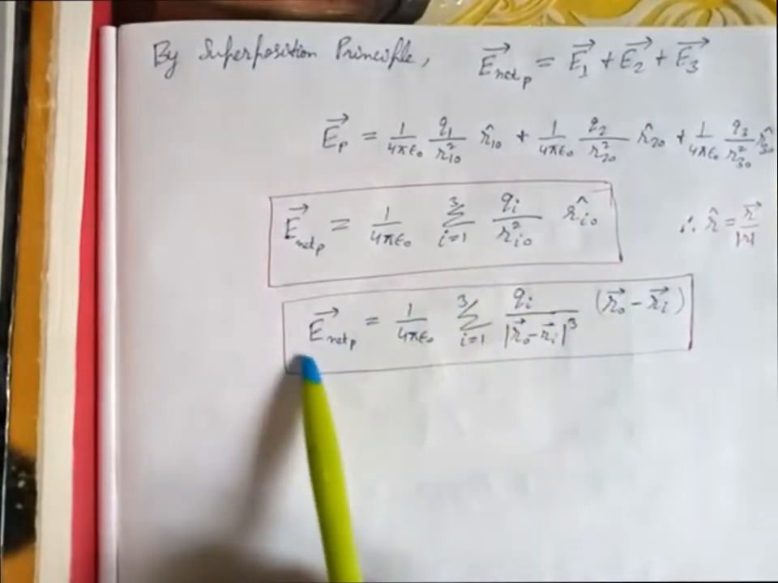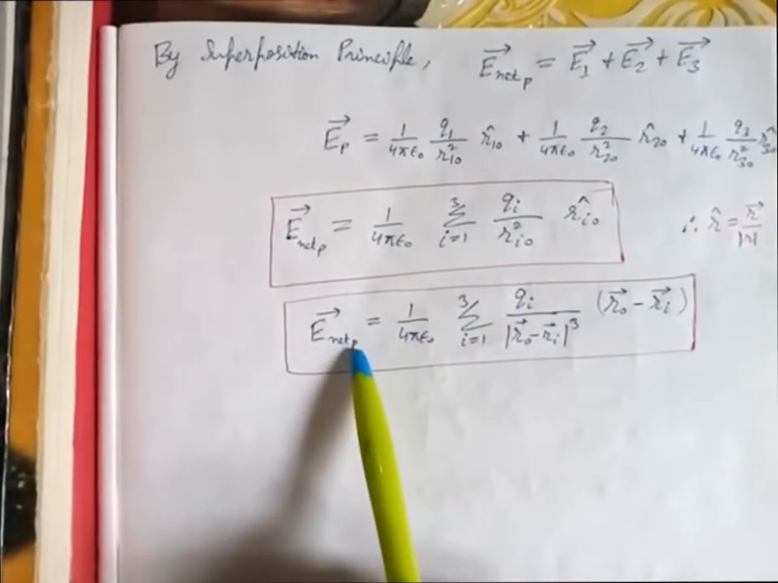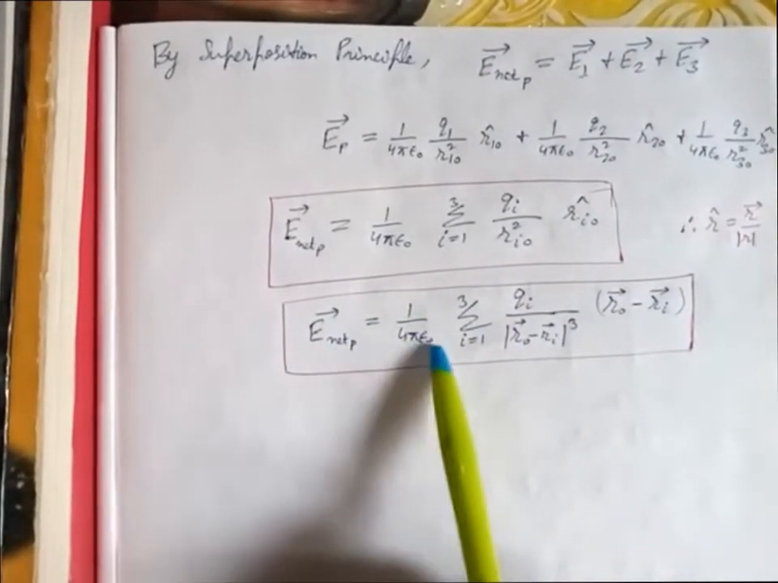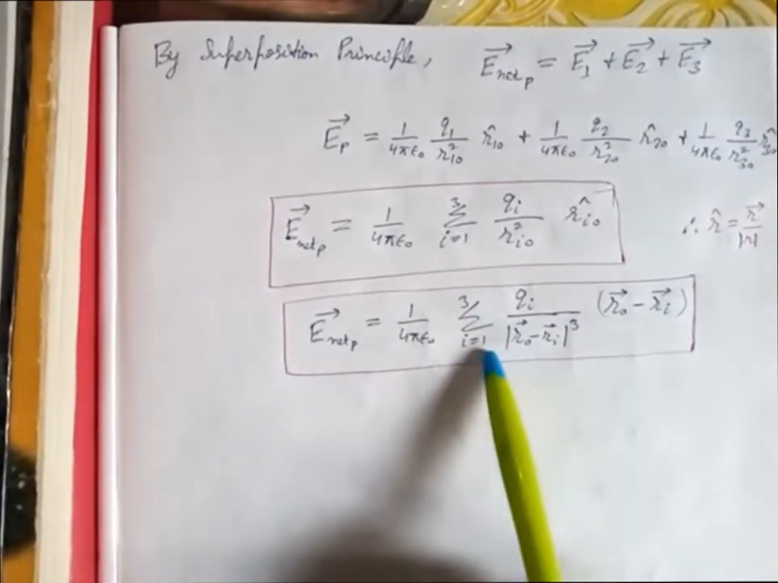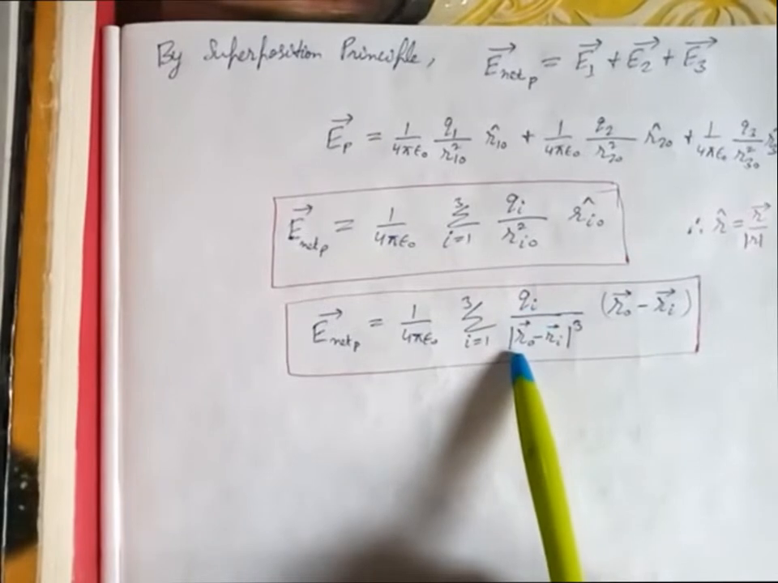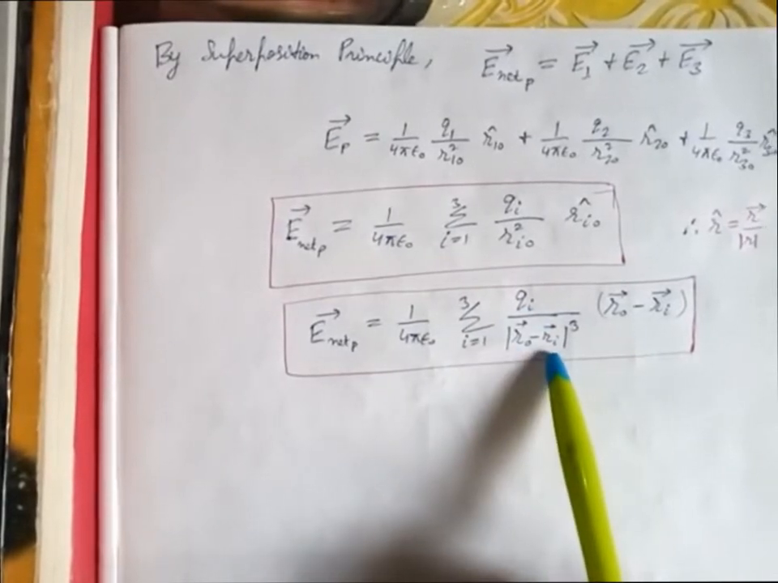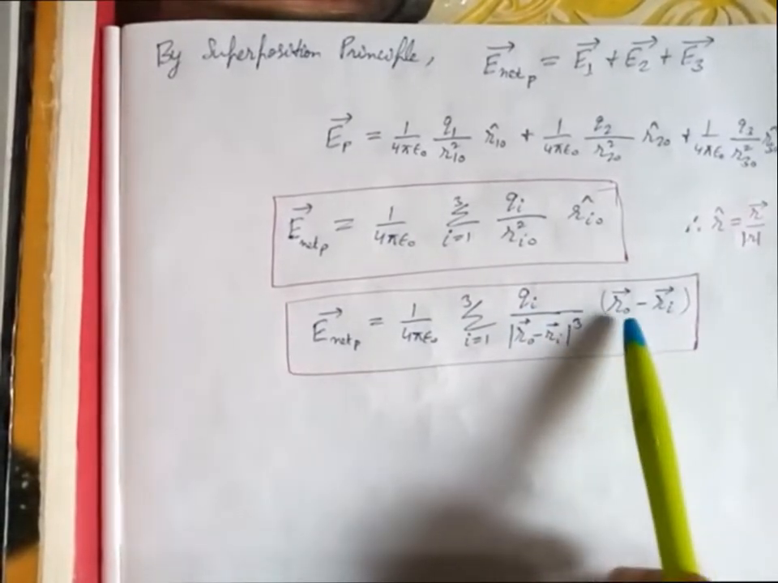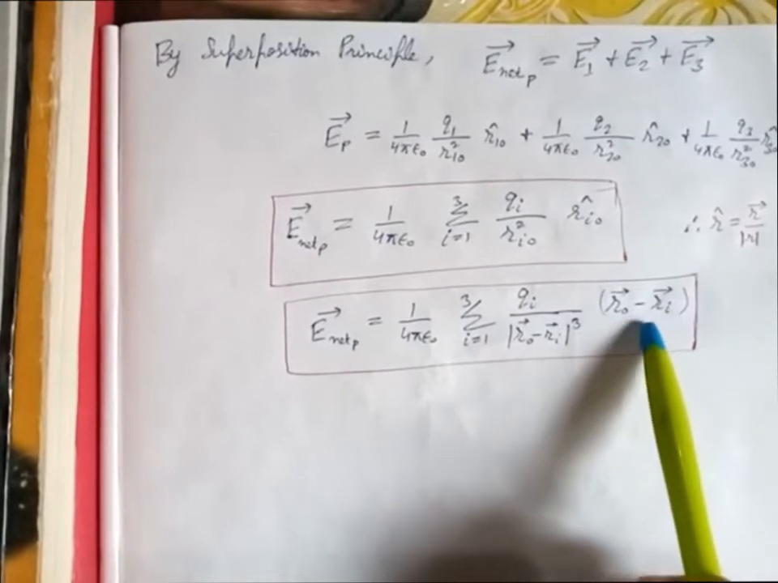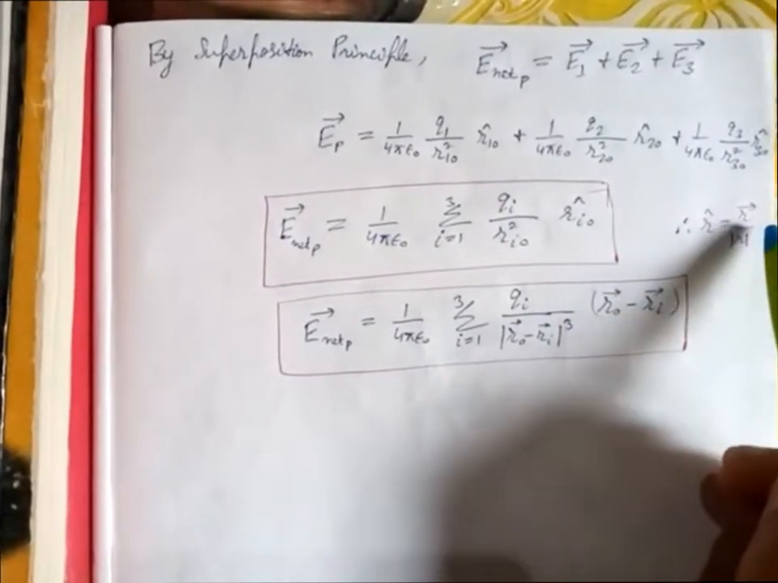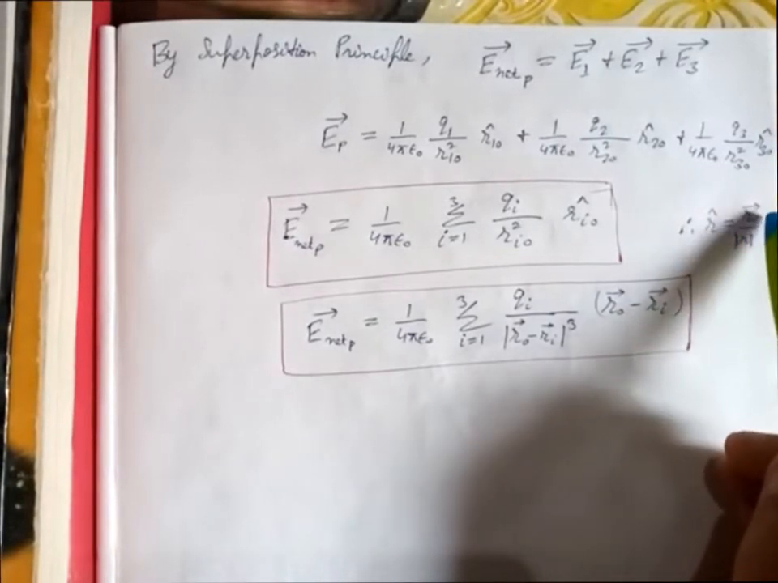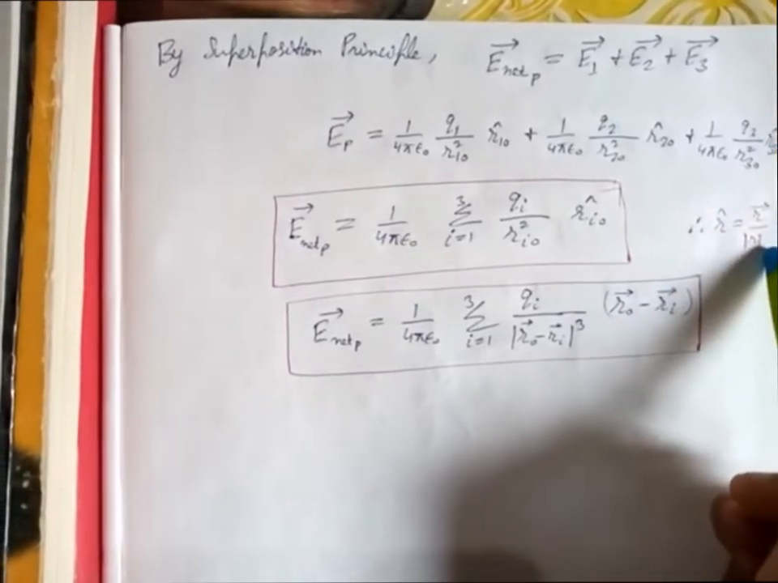And this can be written in this way: net electric field at point P is 1 by 4 pi epsilon naught, summation i equals 1 to 3, Qi upon mod of R naught minus Ri whole cube, into R naught vector minus Ri vector, because we know that the unit vector is equal to the vector divided by its mod value.